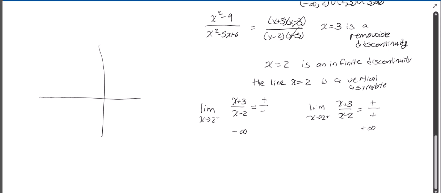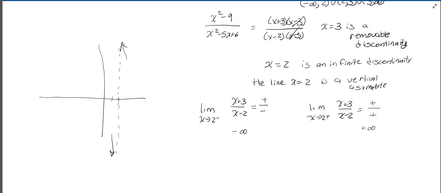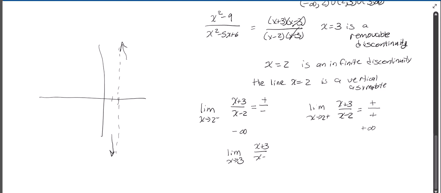So what that means is on my graph, at x equals 2, I have a vertical asymptote. As I approach 2 from the left, I'm going to negative infinity, and from the right, I'm going to positive infinity. What actually happens at 3? At 3, if I take the limit as x approaches 3 of (x + 3)/(x − 2), after I've canceled out the terms that would make the denominator equal to 0, I get 6 over 1, which is 6. So that means it approaches 6.